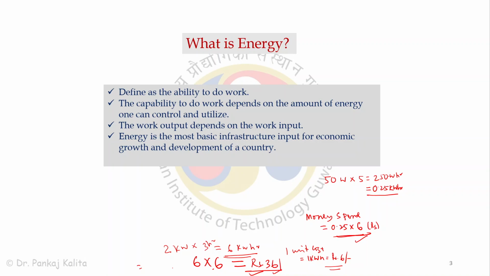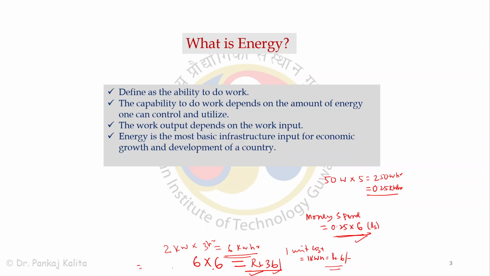So this capability to do work depends on the amount of energy that one can control and utilize. You can control the energy, like the flow of water has kinetic energy, so you can control the kinetic energy by building a dam. You can control potential energy by raising the height of the object. If the height is lower, then the potential energy will be low. Energy can be controlled and utilized for our purpose. It can be converted from one form to another also.